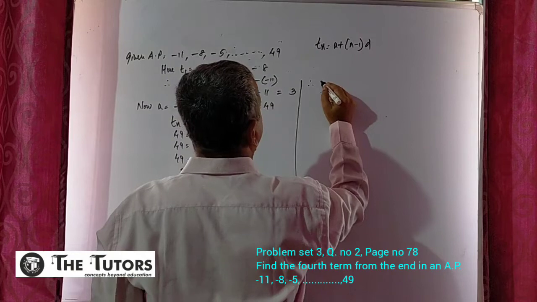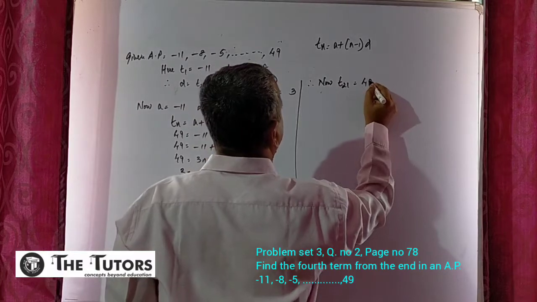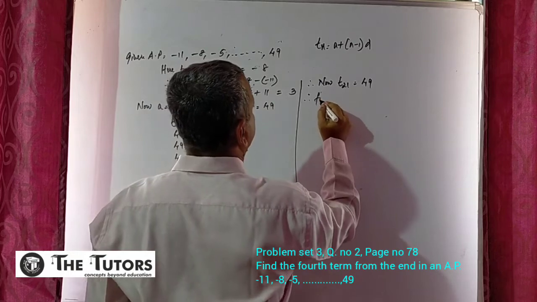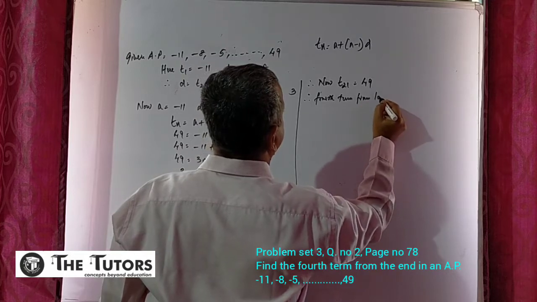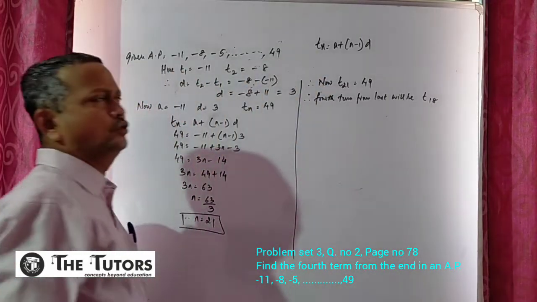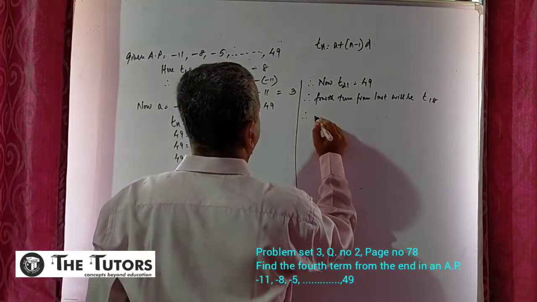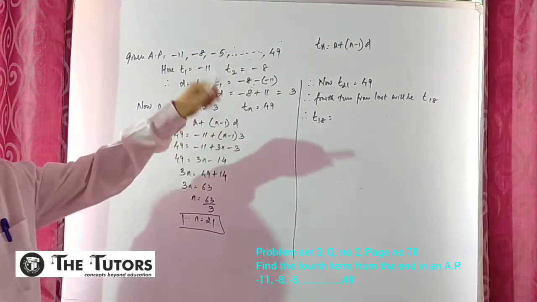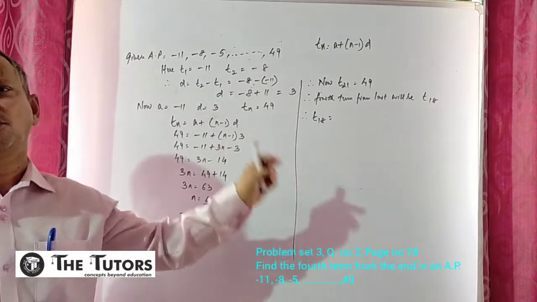Therefore, now T21 is equal to 49. Therefore, the fourth term from the last will be T18. Therefore T18 is equal to, you have to use the formula. Now you got the common difference 3, so you could subtract 3 two or three times and give the answer. The answer will come out right, but that method will be wrong.